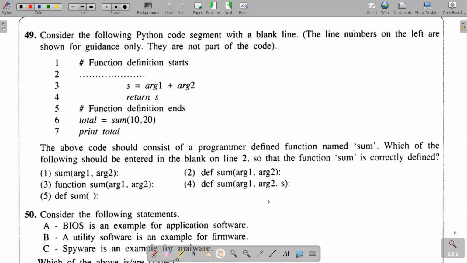49. Consider the following Python code segment with a blank line. The line numbers on the left are shown for guidance only. They are not a part of the code. The above code should consist of a programmer-defined function named sum. Which of the following should be entered in the blank on line 2 so the function sum is correctly defined?